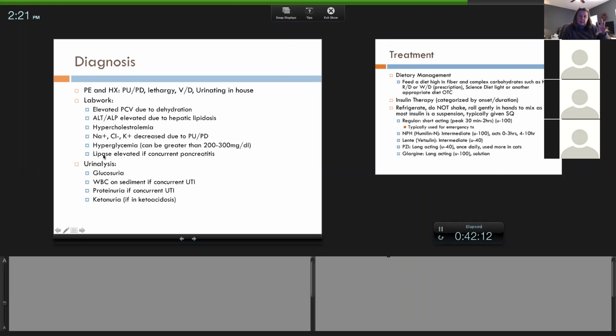Now, amylase and lipase are two enzymes that come from the pancreas, and sometimes animals that are diabetic will have a pancreatitis, or an inflammation of the pancreas, that can cause that elevation. Usually you're going to do a urinalysis for sure with these patients.